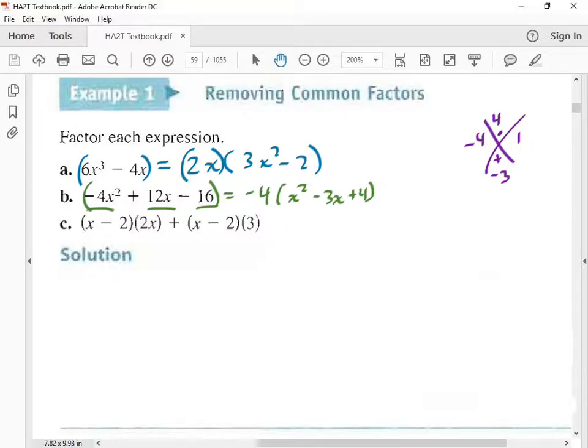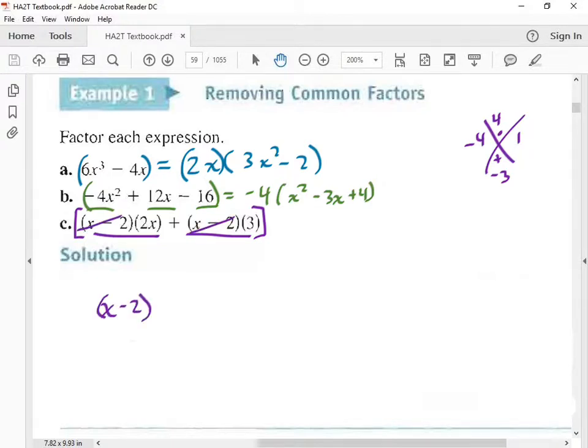All right, now let's look at this weird one right here. I'm going to use brackets because there's parentheses inside of it. I have 2 terms. Is there a common factor in both of those terms? X minus 2. Doesn't it look hideous? It looks ugly. We could take an x minus 2 out of both of these and write them on the outside, x minus 2.